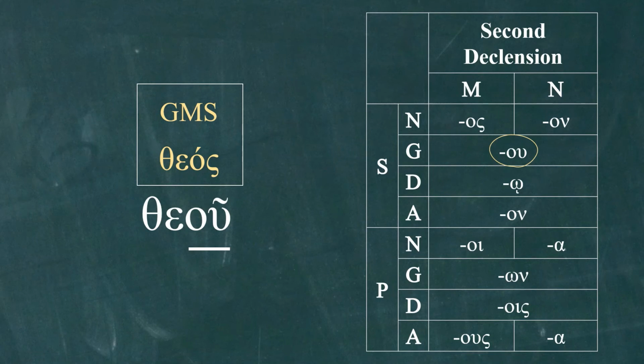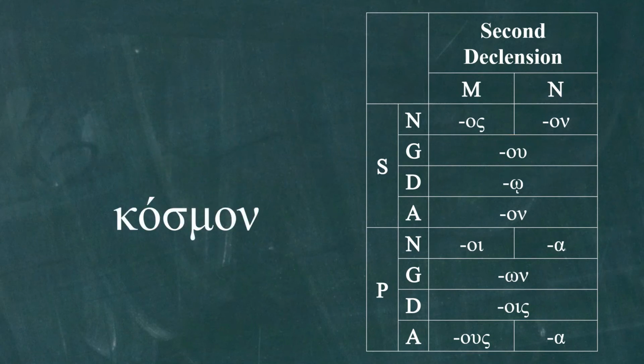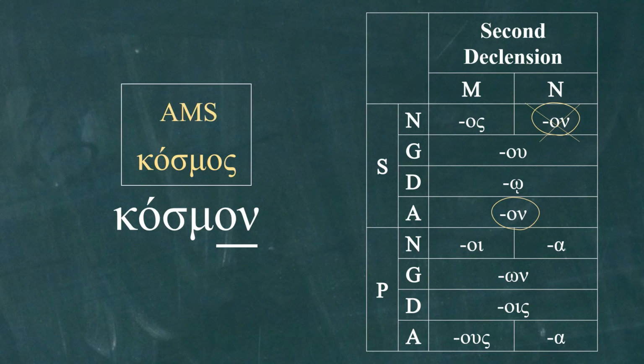Next is kosmon. This is a form of the masculine noun kosmos, which means world. Now take a look at the ending. As you can see in the chart, the omicron nu ending occurs twice. However, remember that kosmos is a masculine noun. Therefore, the omicron nu ending must be accusative singular, not nominative singular. So our parsing is accusative masculine singular.